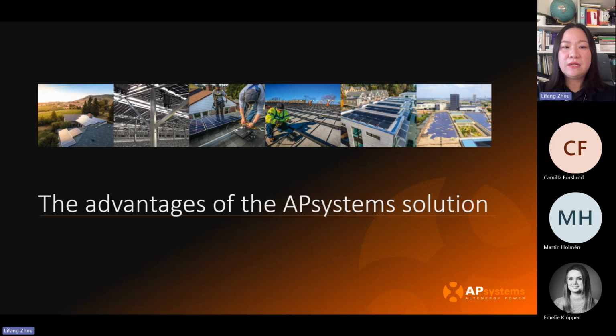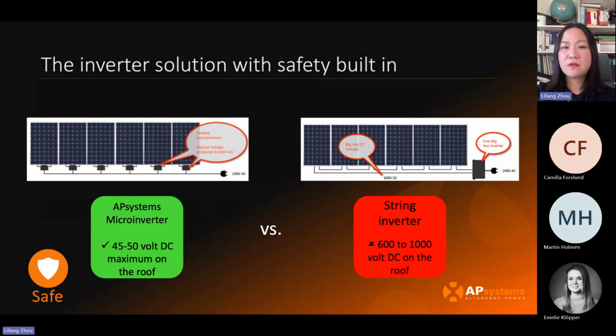Let me introduce a little about the advantages of using the APsystems solution. Comparing microinverters and string inverters, we first have to think about safety. The microinverter has a maximum DC voltage of 50 volts on the roof. But with a string inverter, the operation voltage is from 600 to 1000 volts, a high DC voltage. This is a little bit dangerous for solar products on the roof.